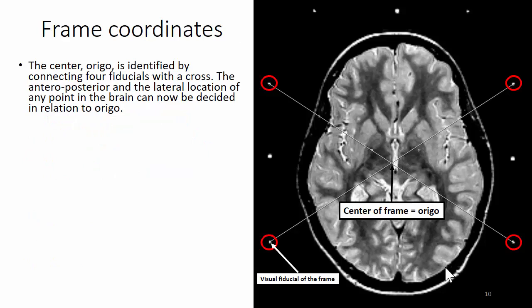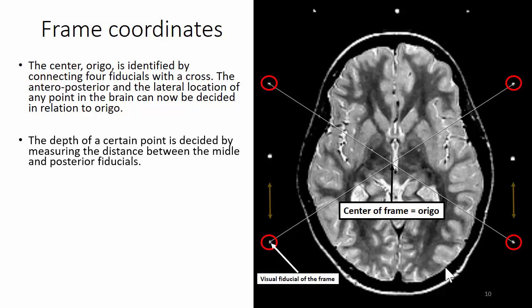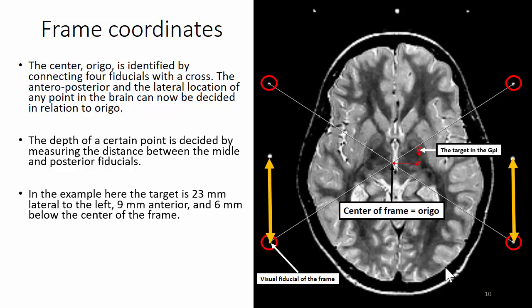The center, the origin, is identified by connecting four fiducials with a cross. The anterior-posterior and the lateral location of any point in the brain can now be decided in relation to the origin. The depth of a certain point is decided by measuring the distance between the middle and posterior fiducials. In the example here, the target is 23 mm lateral to the left, 9 mm anterior, and 6 mm below the center of the frame.